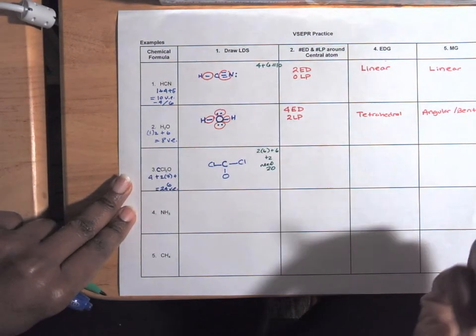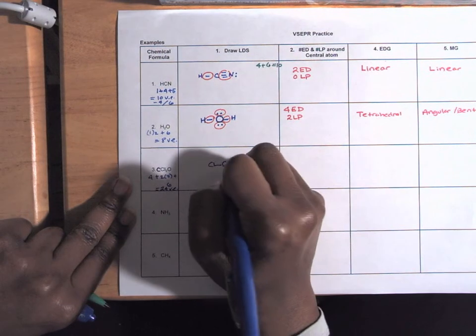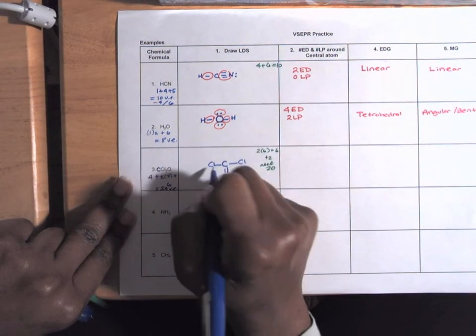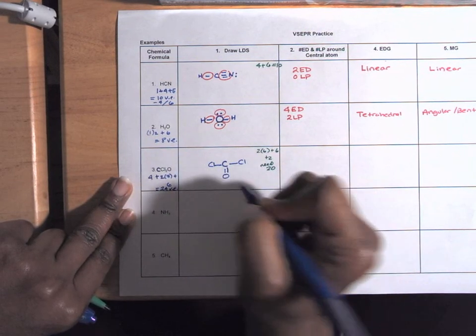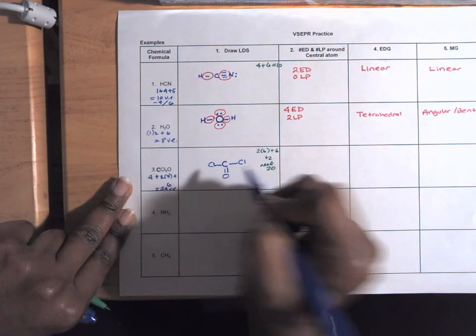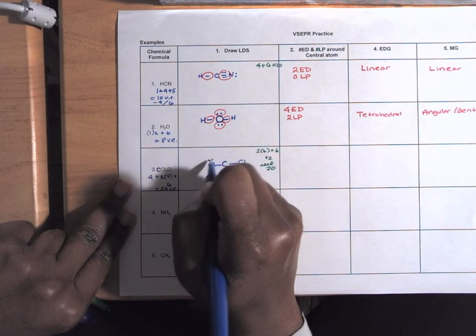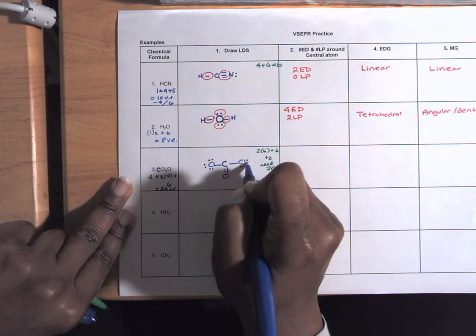So that means I'm definitely going to have a double bond, and that double bond is going to go between the carbon and the oxygen. Chlorine, which is in group 17, oftentimes doesn't form double bonds, but oxygen and nitrogen do. So that's why I'm going to put my double bond there. And then I'm going to arrange my remaining valence electrons to give everything an octet.